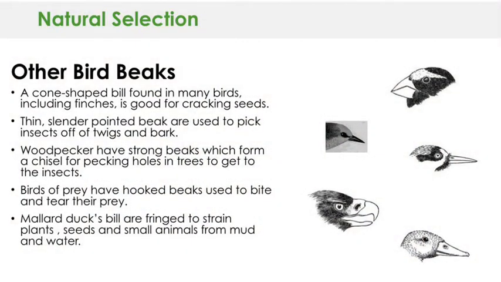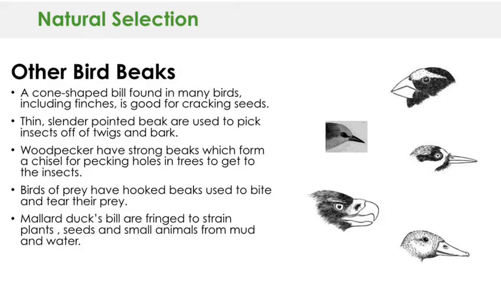We can also look at the beaks of other birds to see how they are beneficial. If a bird has a cone-shaped bill, that would be used for cracking seeds. And then if you see a bird that has got a thin, slender, pointed beak, it would be used to pick insects through bark and twigs. If you've ever seen a woodpecker, it has got a very strong beak used for pecking holes in a tree, and then it gets insects out of it.